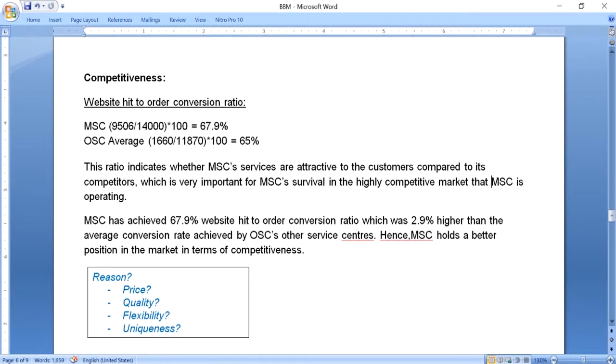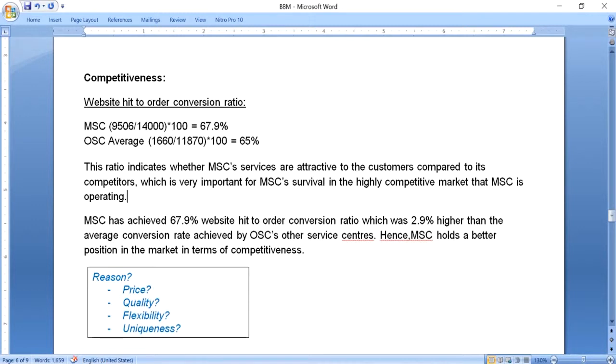All right. So now results. Now we can see that MSC has a higher percentage of order conversion, right? So 67.9% compared to the average, which is 65%. That means MSC has done better. All right, MSC has done better.